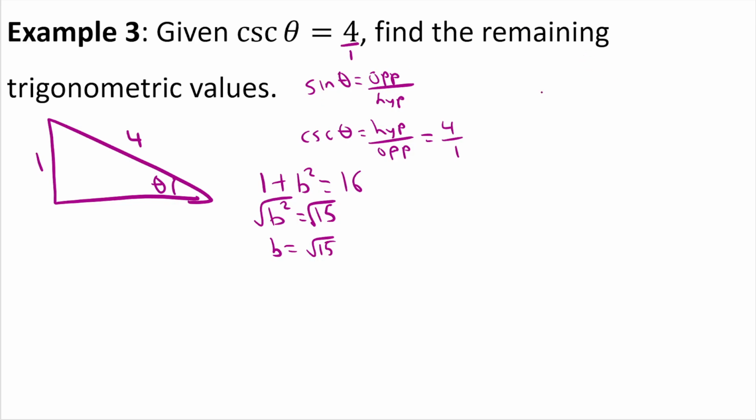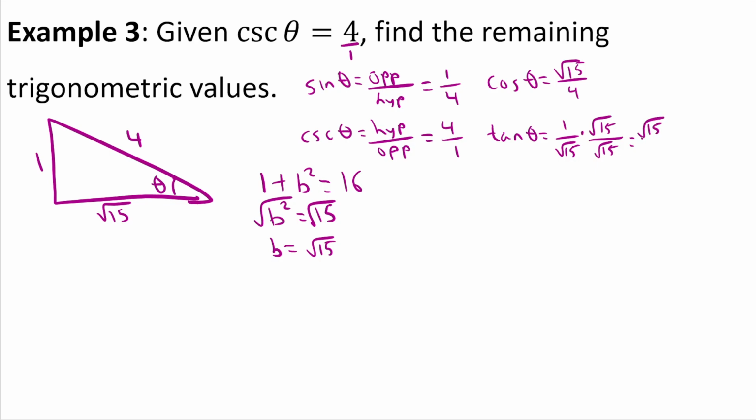Now, going off on what we know about sine, we can just say that sine is 1/4, because it's just the reciprocal of cosecant. Cosine, on the other hand, is going to be, whoops, I forgot to write here, square root of 15 over 4. And tangent will then be 1 over square root of 15, which then, if you rationalize, would give you square root of 15 over 15.